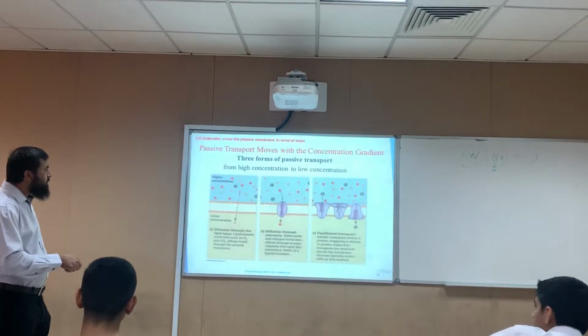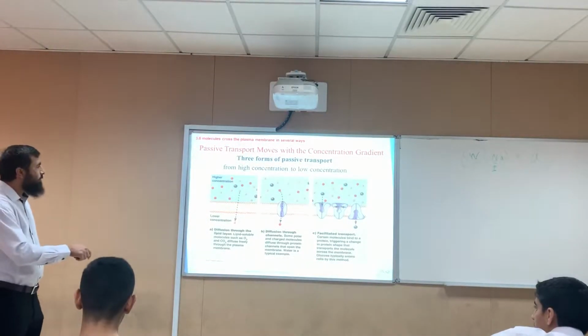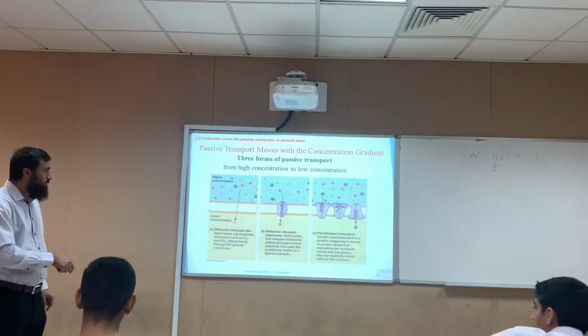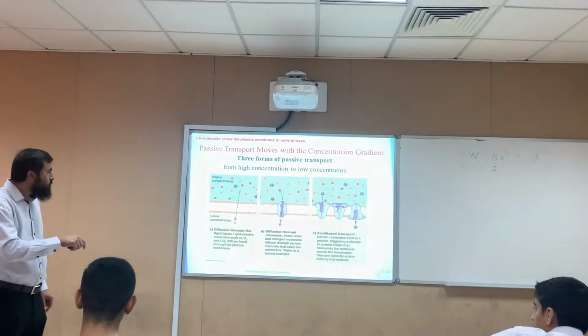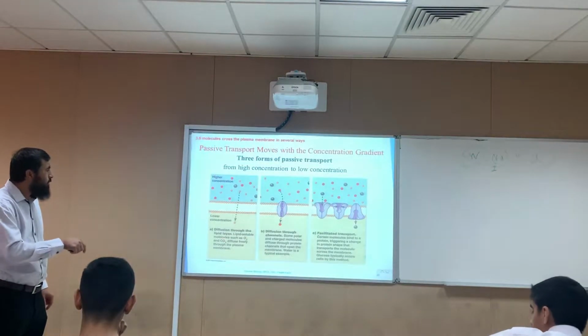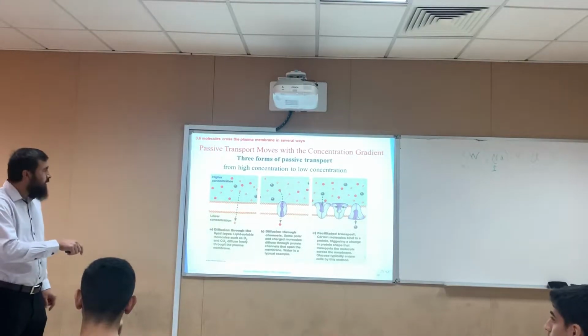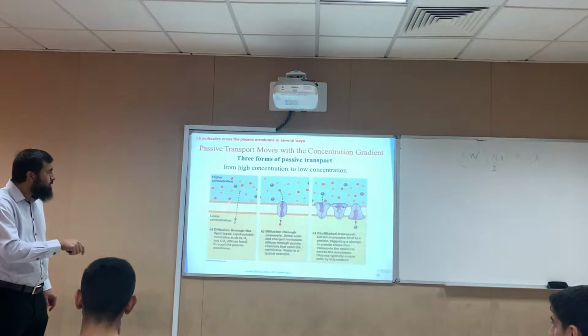So here it just passes straight through the plasma membrane. This is happening by simple diffusion, straight through the lipid layer. These molecules, such as oxygen and carbon dioxide, are non-polar, that means they're not charged, and they're soluble in lipids, so once they reach the lipid layer, they can pass through it.